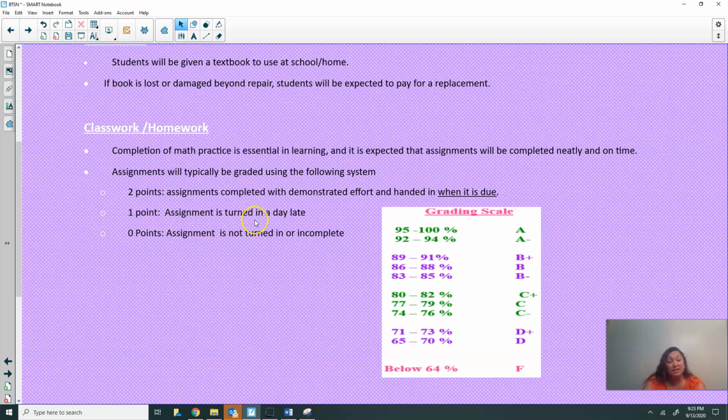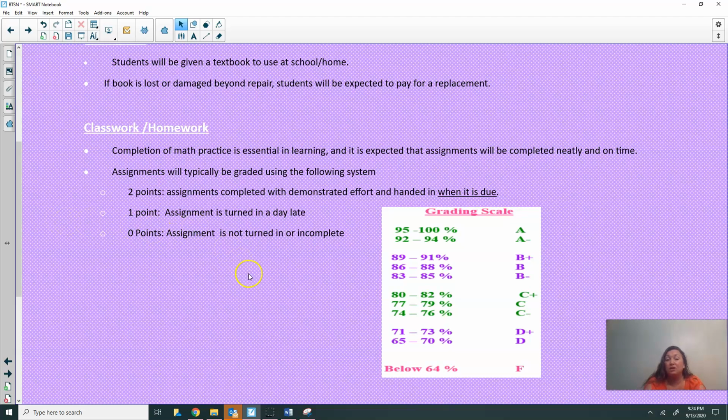If they're going to turn it in late, they're going to get half credit. They'll get 1 point instead. And if I never see it, it will be a 0. Okay? So their homework or their virtual work will be more on completion. And it is very important that they complete these. They do the practice so that they are remembering in math how to do these skills.